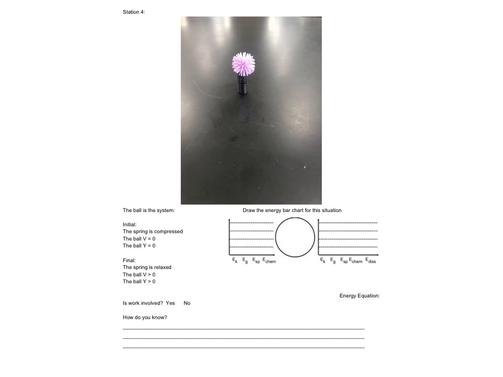At station number 4, the scenario is similar, but the system is different. In this case, the ball is the system only. Initially, the spring is compressed, the ball is not moving, and the ball has zero change in height. So as a result of that, there is actually no energy at the beginning, the first initial situation for the energy bar chart. In the final scenario, the spring is relaxed, the ball is moving, and the ball has changed height. So in this case, we would definitely have some gravitational and some kinetic energy.